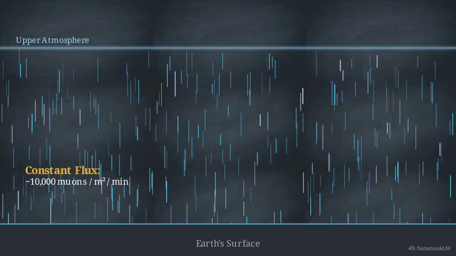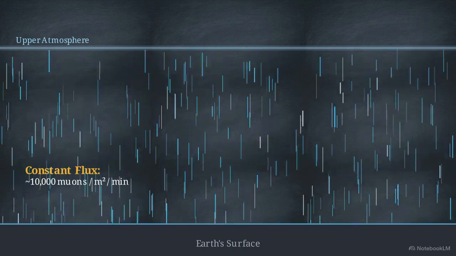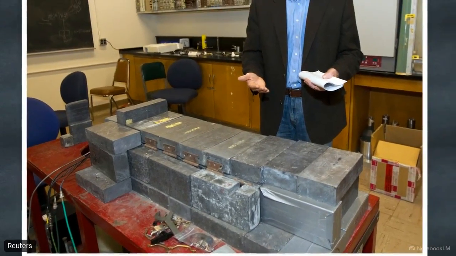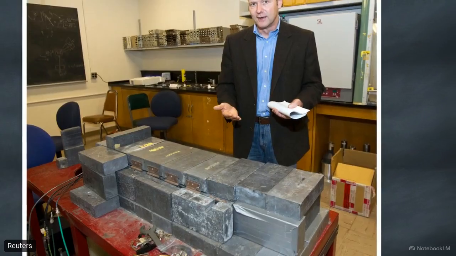When cosmic rays strike Earth's atmosphere, they generate a constant flux of muons, heavy particles that arrive at sea level at a rate of 10,000 per square meter every minute. These particles possess enough energy to penetrate several meters of dense lead or steel.